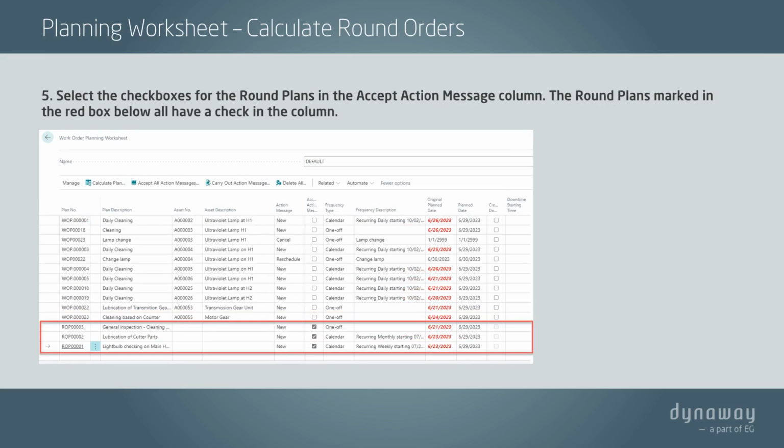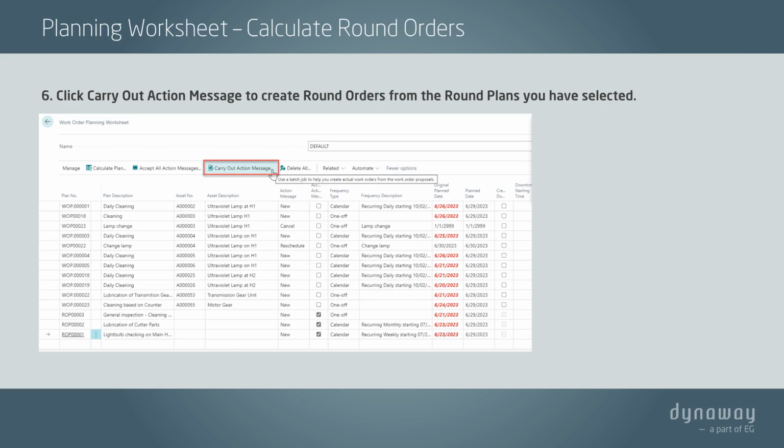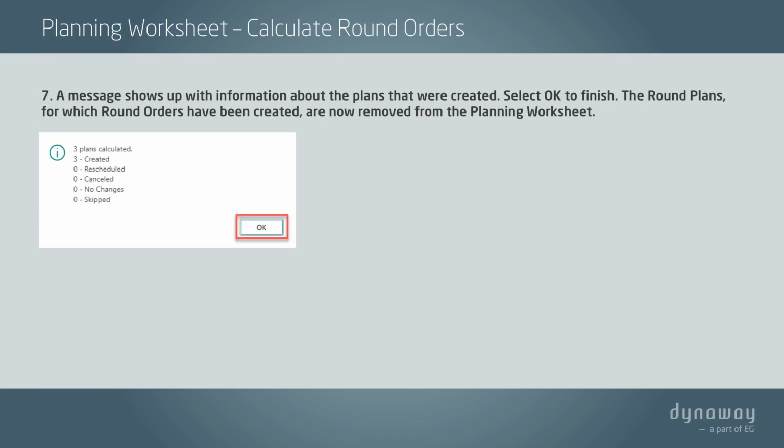Select the checkboxes for the round plans in the Accept Action message column. The round plans marked in the red box below all have a check in the column. Click Carry Out Action message to create round orders from the round plans you have selected. A message shows up with information about the plans that were created.